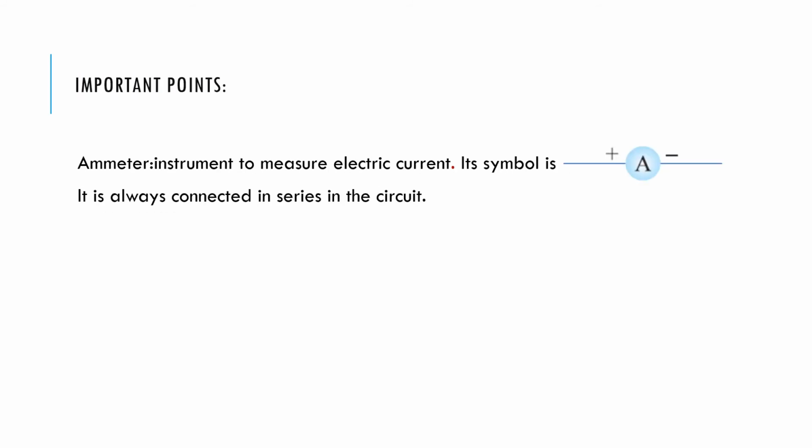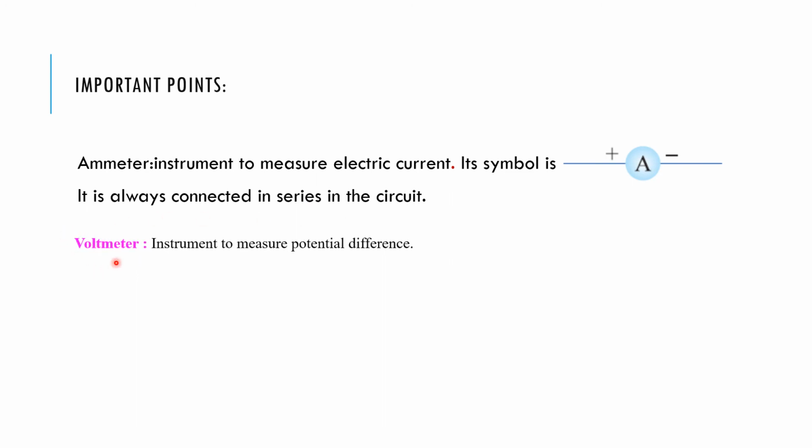Now a few important points about the topics we have already covered. With respect to electric current, we use an instrument to measure electric current. It is known as an ammeter. Its symbol is like this. Another important point about the ammeter is that it is always connected in series in the circuit. What is series and what is parallel, all this you will understand in the coming videos.